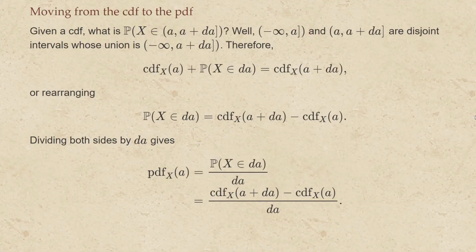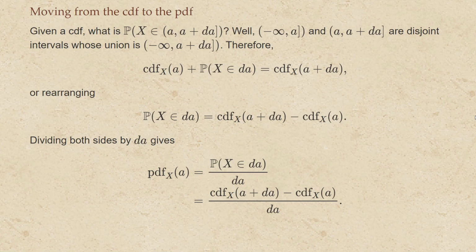Given a CDF, what's the probability that x falls in the interval from a to a plus dA? Well, if I look at negative infinity up to a and the half open interval from greater than a up to a plus dA, those are disjoint intervals whose union covers the interval from negative infinity up to a plus dA. Therefore, the CDF of x at a plus the probability that x is in dA is the CDF of x at a plus dA. Rearranging, we get the probability x is in the interval dA is the CDF of x at a plus dA minus the CDF of x at a.